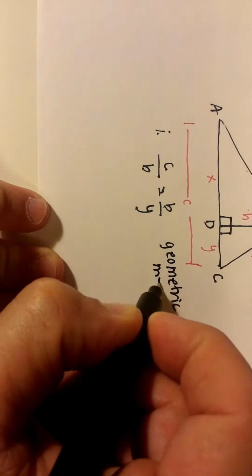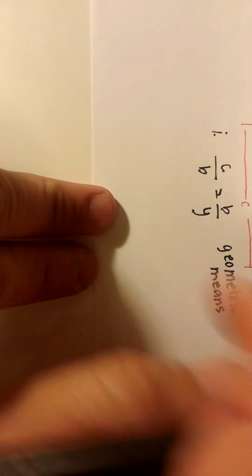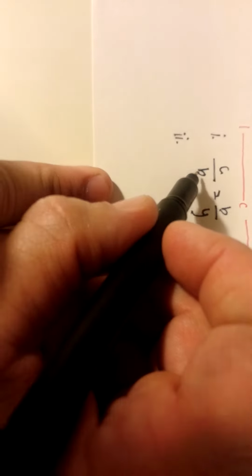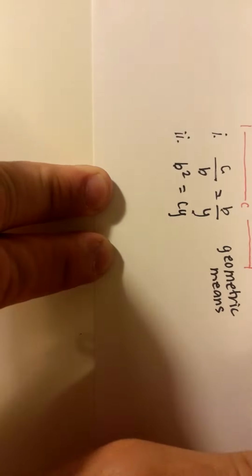And we know that we can actually solve for a geometric mean by cross multiplying. So let's do that. Cross products, I think it's called. So b times b gives me b squared. C times y is just cy.